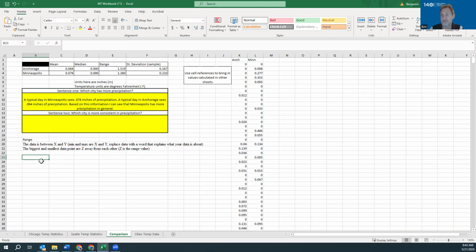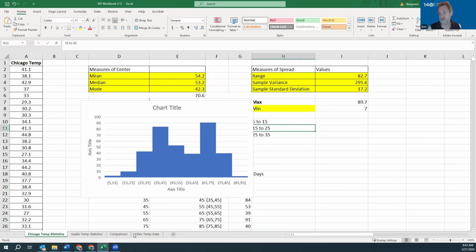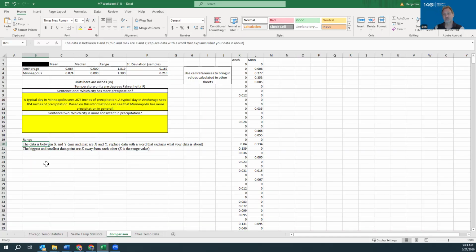So if I'm talking about the first interpretation, I need to know what the min and the max are. And in precipitation, that's easy. If you were talking about Chicago, you may need to go back and look at your min and max to be able to make that sentence. So I'm going to do the first one here. I'm going to start with the word data, and I'm going to circle back and change it later. The data is between 0 inches and 1.519 inches for Anchorage.